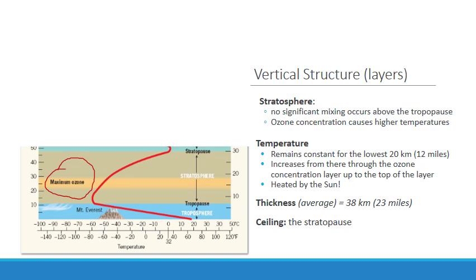Although the maximum ozone concentration exists between about 15 and 30 kilometers, the smaller amounts of ozone above that height absorb enough ultraviolet energy to cause higher observed temperatures. So just a few ozone particles up here, but enough that they do absorb the heat from the sun.